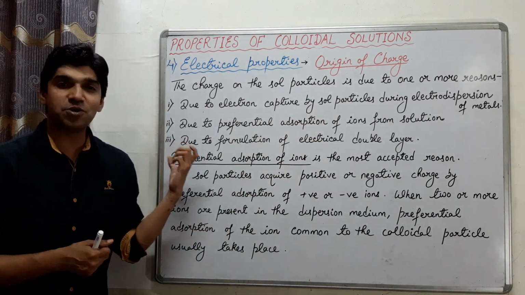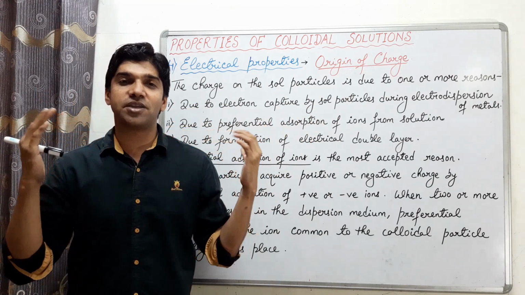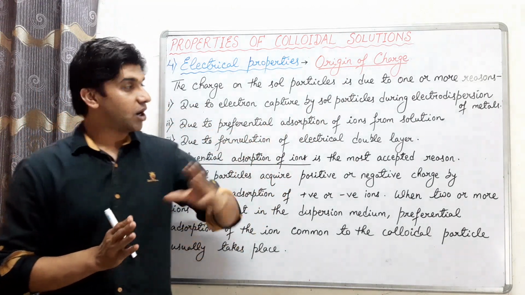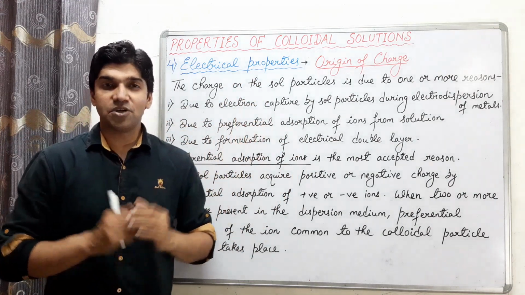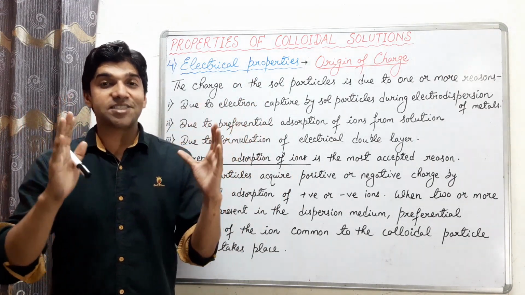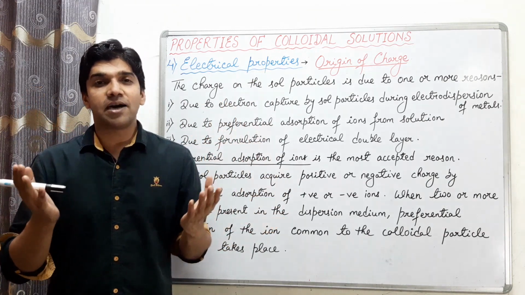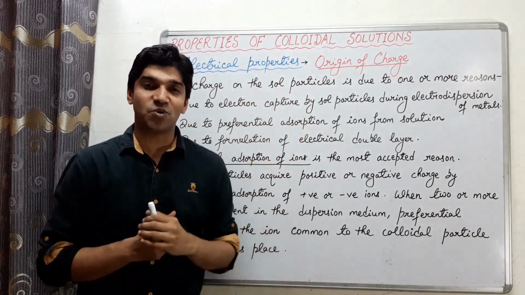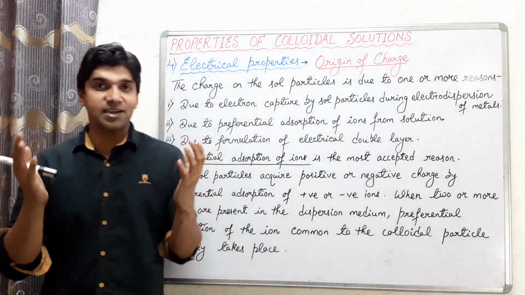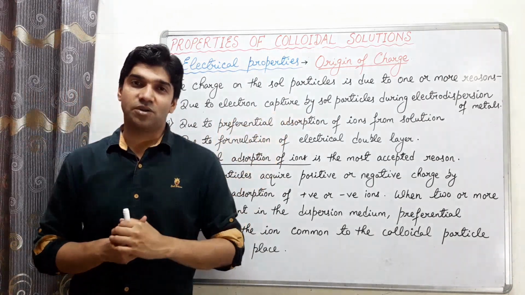And third is due to formation of electrical double layer on the sol particles. Out of these three, the preferential adsorption of ions from the solution is the most accepted reason to explain the appearance of charge or the origin of charge on the sol particles. So let's see in detail about the preferential adsorption of ions from the solution.